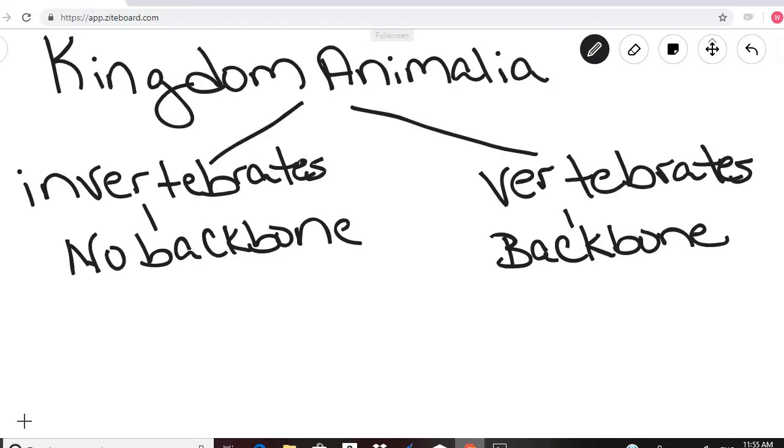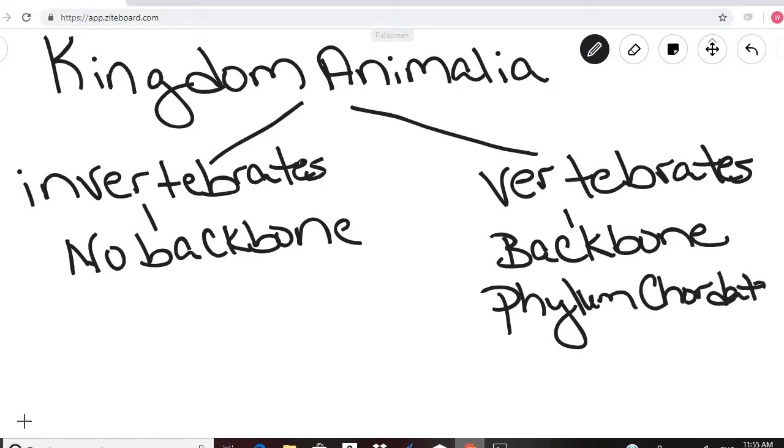So every phylum in kingdom Animalia except for phylum Chordata makes up the invertebrates. And actually that's not totally true, because there are a few members of phylum Chordata that are invertebrates, but basically all the vertebrates fall into phylum Chordata, and that's the only phylum among the vertebrates, whereas the invertebrates are all the other phyla, all other animal kingdom phyla.